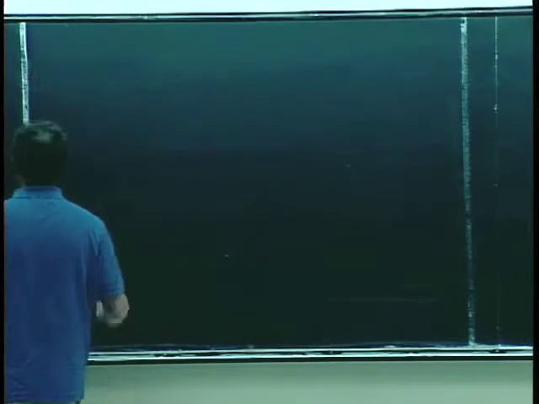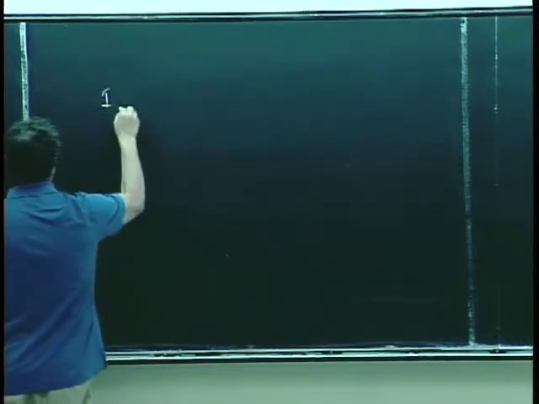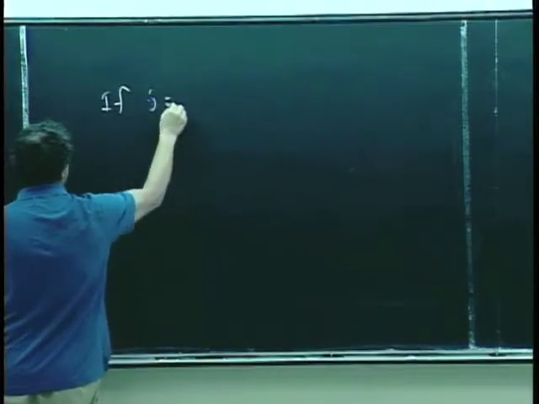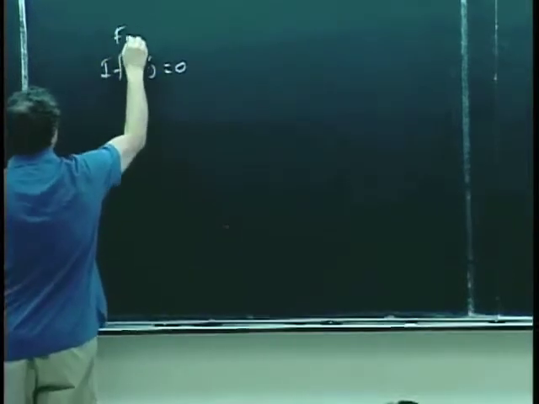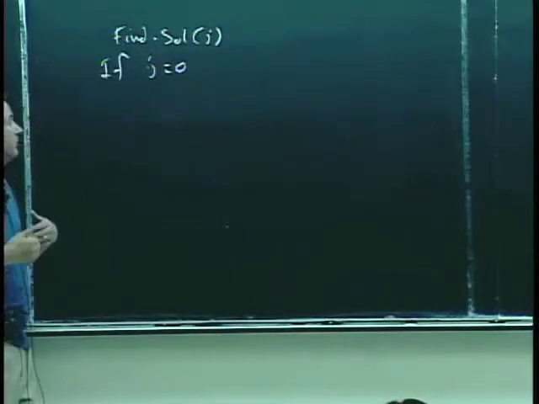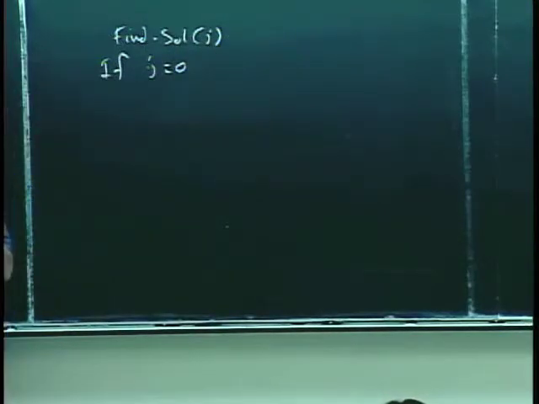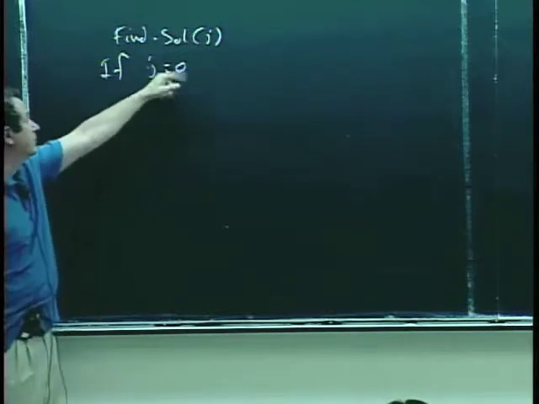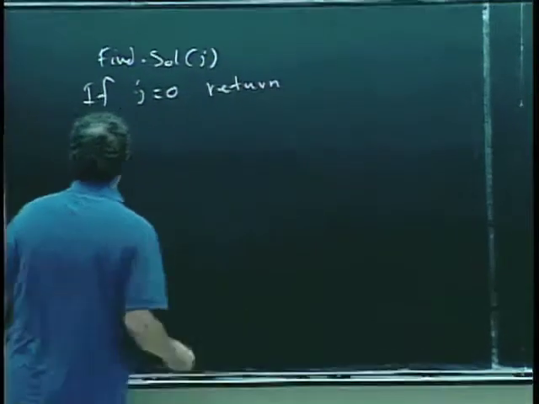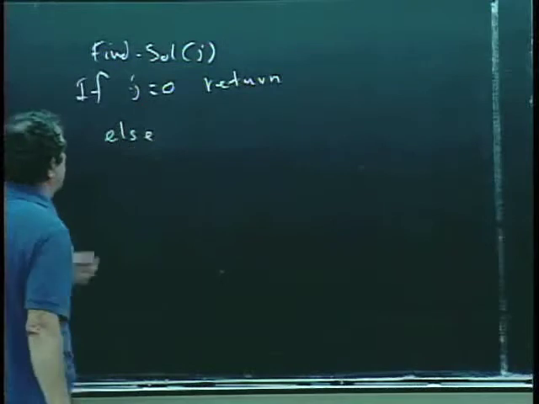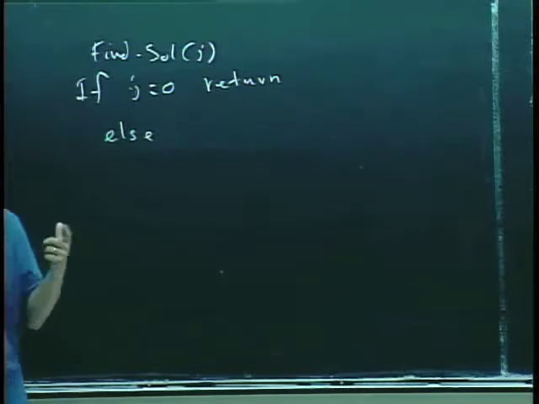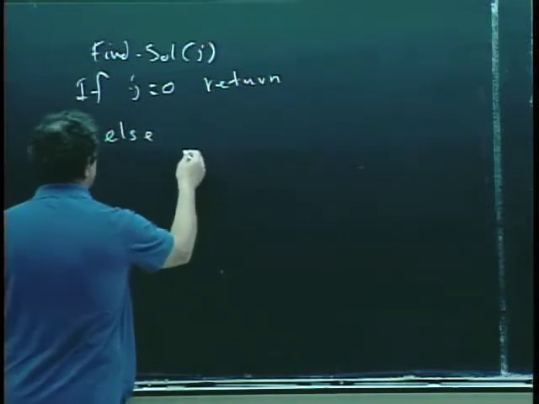We said something like, first of all, if j equals 0, okay, so we had find sol of j. We want to find the solution, the set of intervals that you're going to select between the intervals 1 through j. If j is 0, just return. You don't have to say anything. Else, well, j is not 0. That's when you want to figure out, are you going to use interval j or you're not? Well, what determines whether you're going to use interval j?